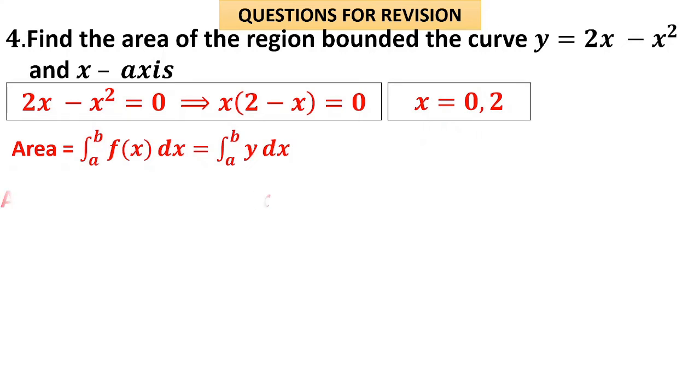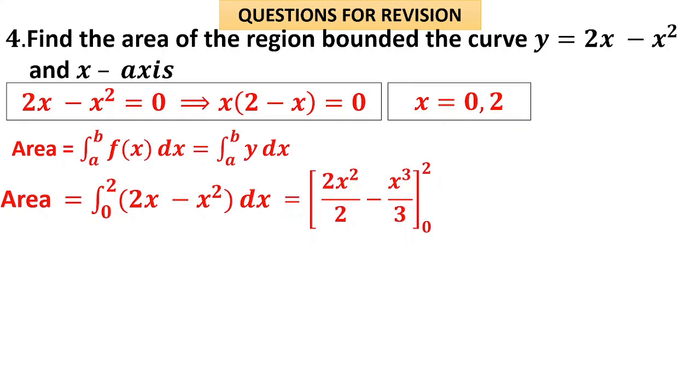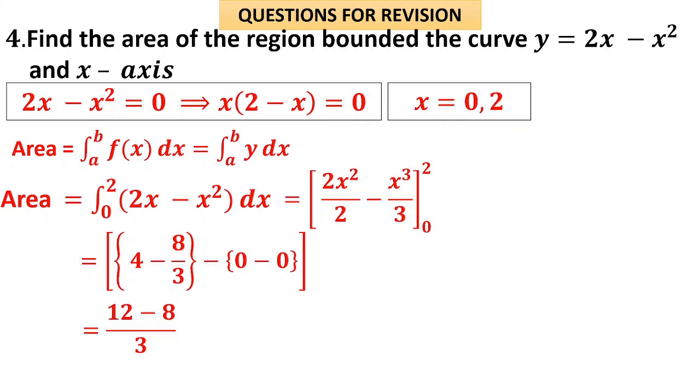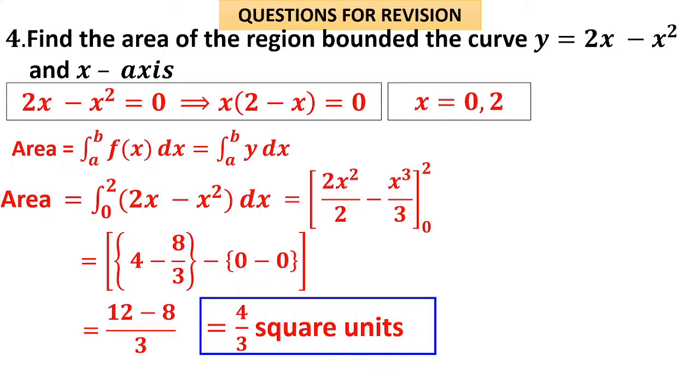Now you have to integrate from 0 to 2 of the given function, that is 2x minus x square. Integral is very simple. x square is the integration of 2x, and integration of x square is x cube by 3. When I apply the upper limit, it is 4 minus 8 by 3, and when I apply the lower limit, it is 0. Therefore the final answer is 4 by 3 square units.